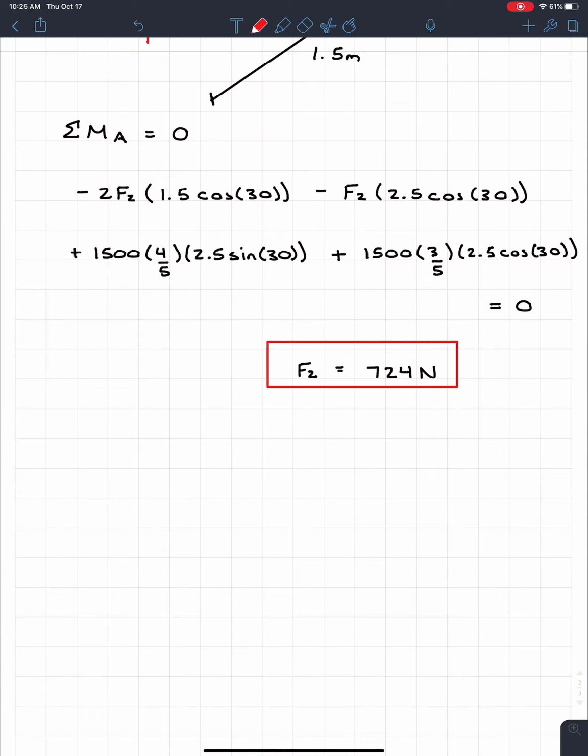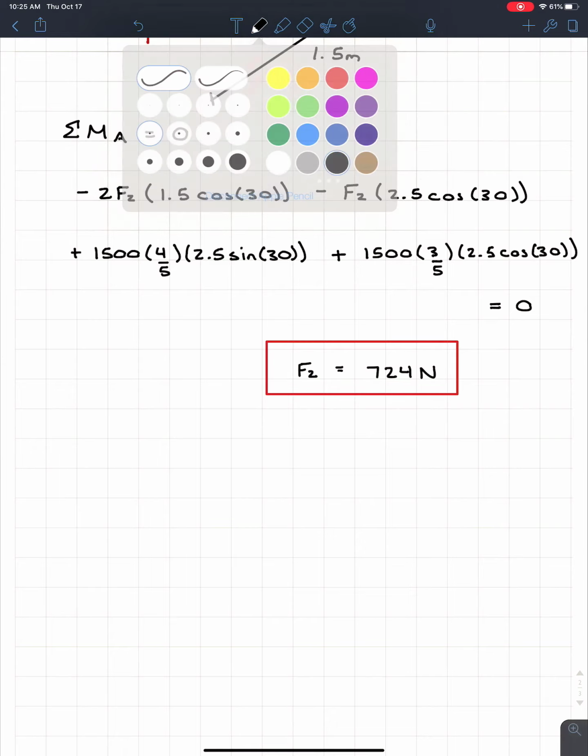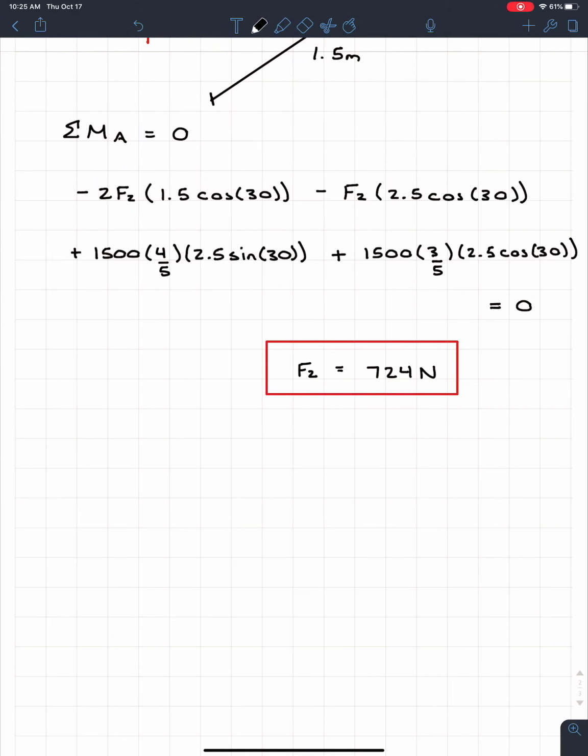Now, it didn't just ask us for F2, it was also curious about F1. But what's really nice is the question said right at the beginning that F1 is going to be equal to 2 multiplied by F2.